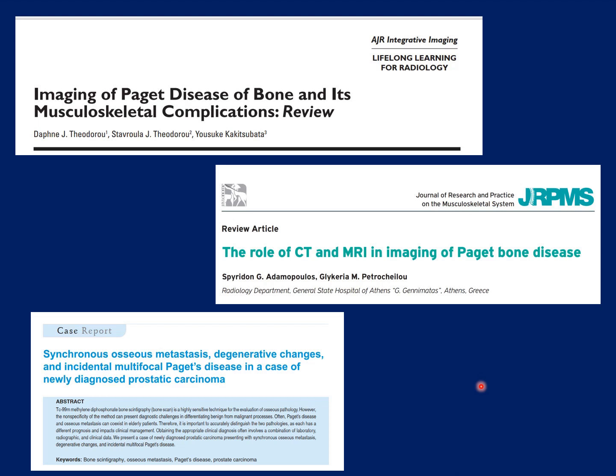These are the various articles referred for this presentation. This is a very good article in AJR which gives a concise approach, and this article describes the role of MRI and CT in Paget's disease. Here there is an article which tells us the differential between Paget's and conditions in which there was Paget's as well as osseous metastasis.